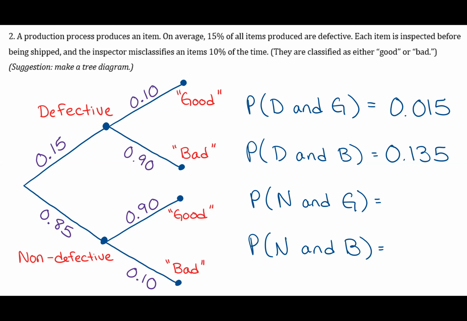Karen, do you want to tell us the probability of being non-defective and being labeled good? Yeah, so that would be the 0.85 and then the 0.9 on that branch, multiply those, you get 0.765, and then non-defective and bad would be the 0.85 and the 0.1, so 0.085.